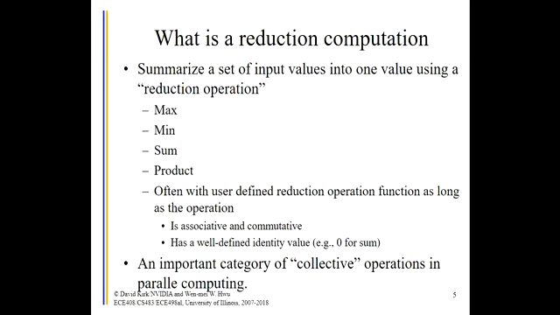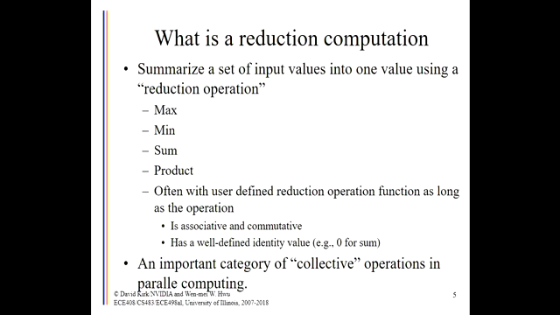The bottom line is you're trying to produce one value out of a set of values. The reduction operator for max is greater than, min is smaller than, sum is just addition, and product is multiplication. All these operators need to be associative and commutative. This brings us to a subtle issue.